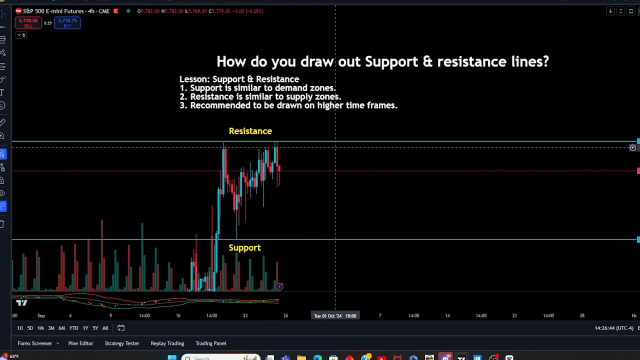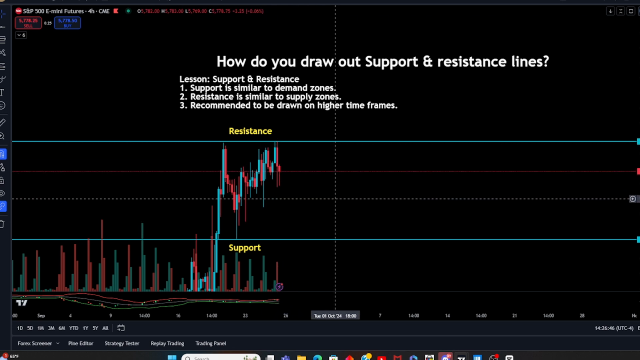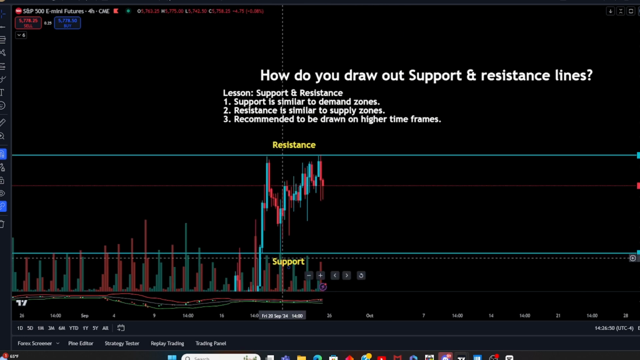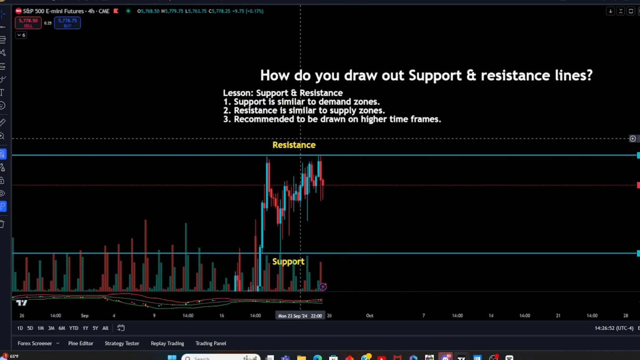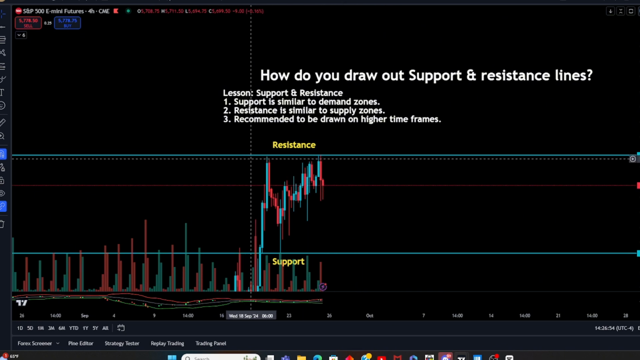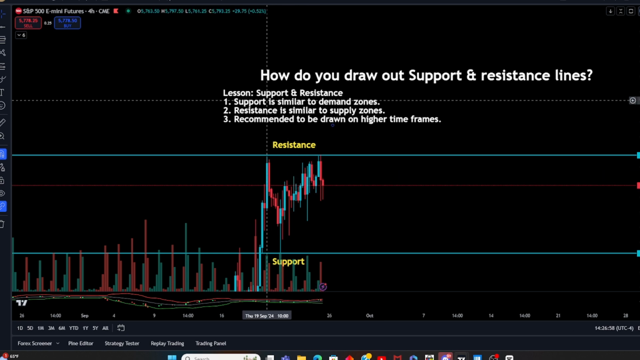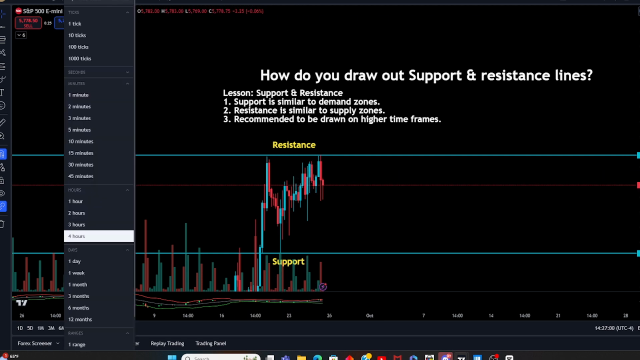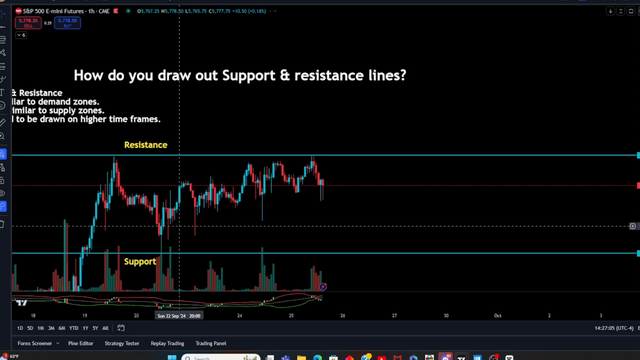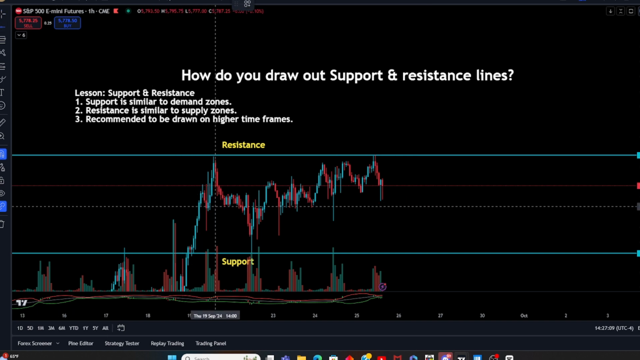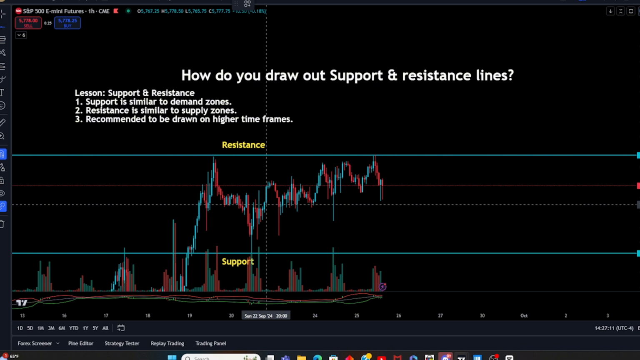I like to color coordinate them. Why? Because I know that on the higher time frames, these resistance and support lines are a lot more important. They hold a lot more weight since they're on a higher time frame. As I go lower, let's say I would look for a support and resistance on the 1 hour. We can see one right now. It's a very obvious zone.